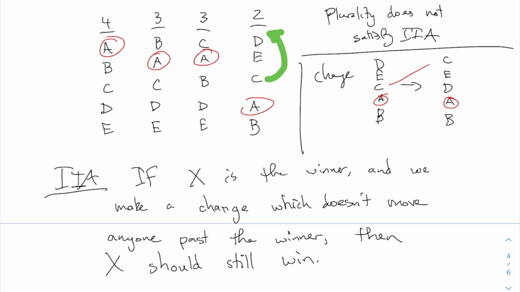All I did was rearrange the ones who were already above the winner. All right? This is what the IIA is all about. Anybody have questions about that? I hope that this is clear. Like I said, I don't know about most people, but a lot of people mess this up on the homework.